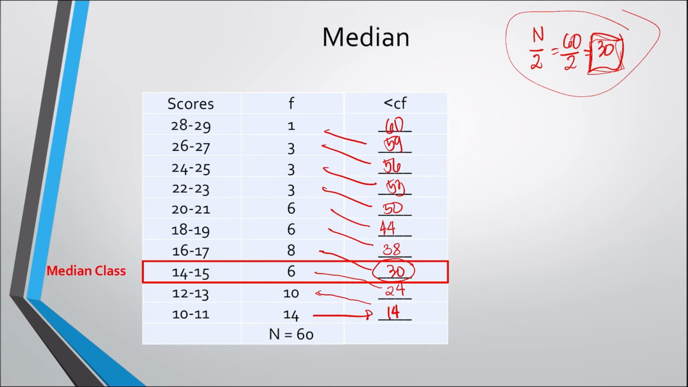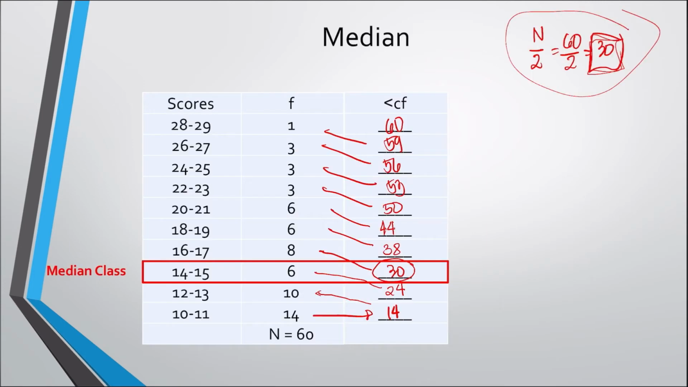Okay? Now, since nakuha na natin yung ating median class, isulat natin yung ating formula. So, yung formula natin is median is equal to the lower boundary plus n divided by 2 minus cf sub b over f sub m times the interval. Okay?